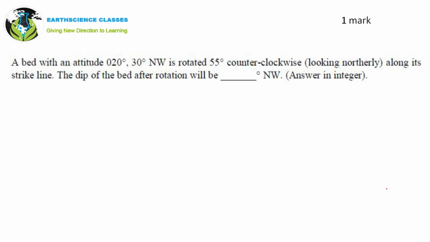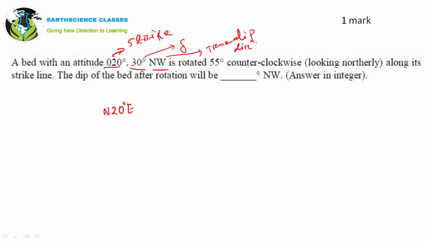It is asking about the bed with an azimuth of 20 degree, and 20 degree means it is the strike, right? The bed has a strike of north 20 degree east. 20 degree azimuth means north 20 degree east. Okay, 30 degree is the dip amount. Northwest is the quadrant where the true dip direction lies, right? True dip direction lies in the northwest quadrant, right?